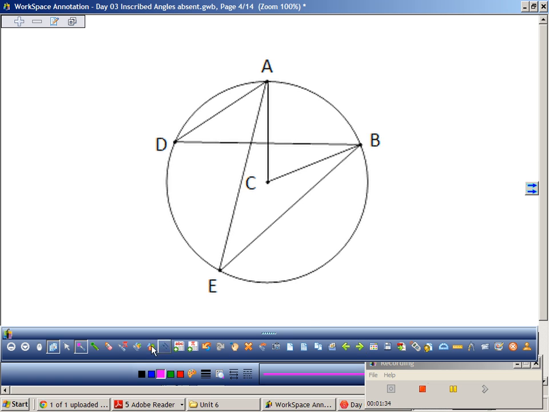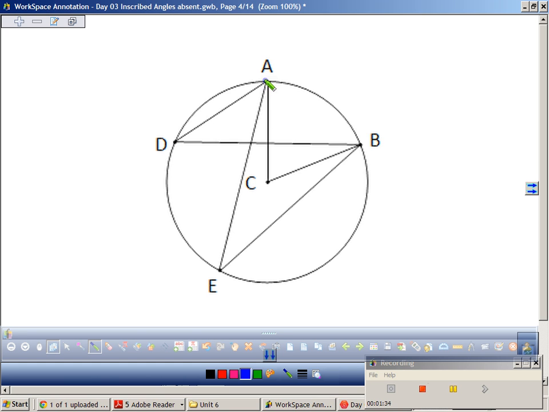All right, I'm going to go ahead and highlight different angles in here. So here's one. There's an inscribed angle.